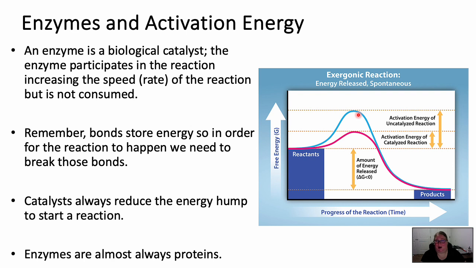In biology, our biological catalysts are proteins called enzymes. Enzymes are going to lower the activation energy. They're going to lower this hump in our diagram and allow the reaction to happen more quickly. Remember, in our molecules, our energy is stored in those bonds, and in order to access that energy, we need to break those bonds for the reaction to happen. So when we have an enzyme, it's going to reduce the amount of energy we need to have the reaction happen, so our reaction can happen more quickly.